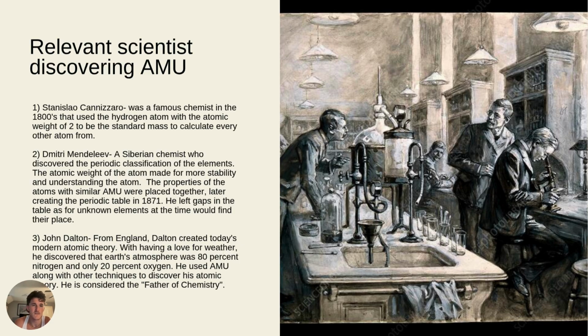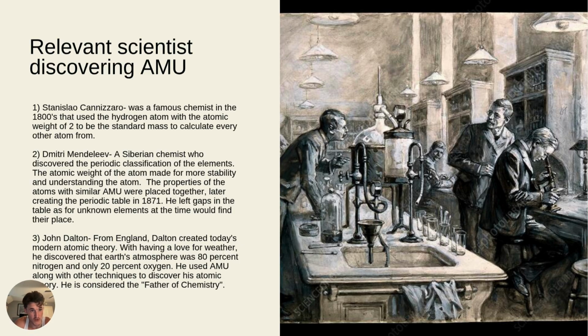Relevant scientists. I'm not going to try and even pronounce that first one, but he was a famous chemist in the 1800s who used the hydrogen atom with the atomic weight of 1 to be the standard mass to calculate every other atom from. So just from that one hydrogen atom, he was able to make a lot more atom discoveries.